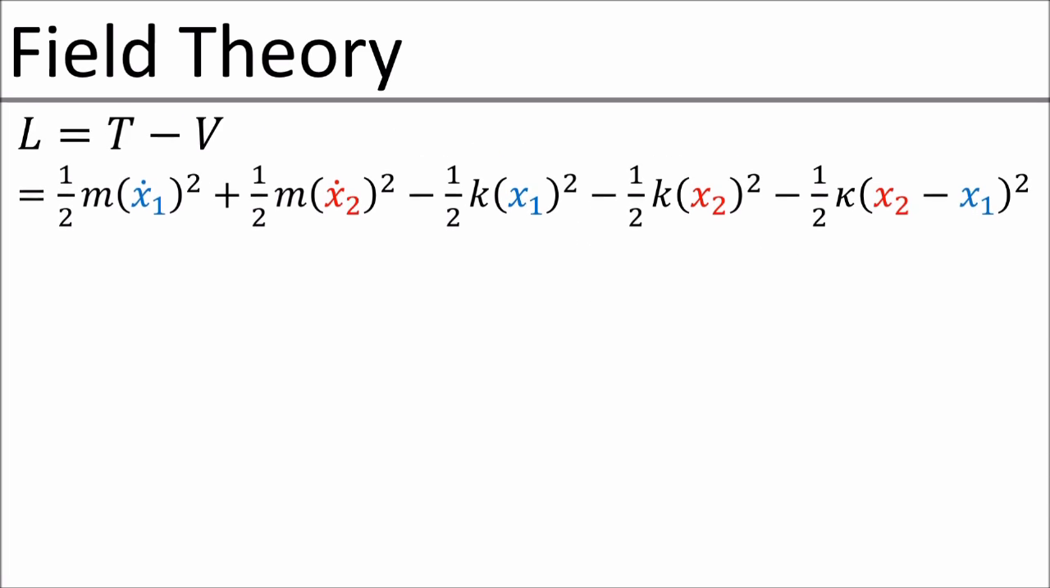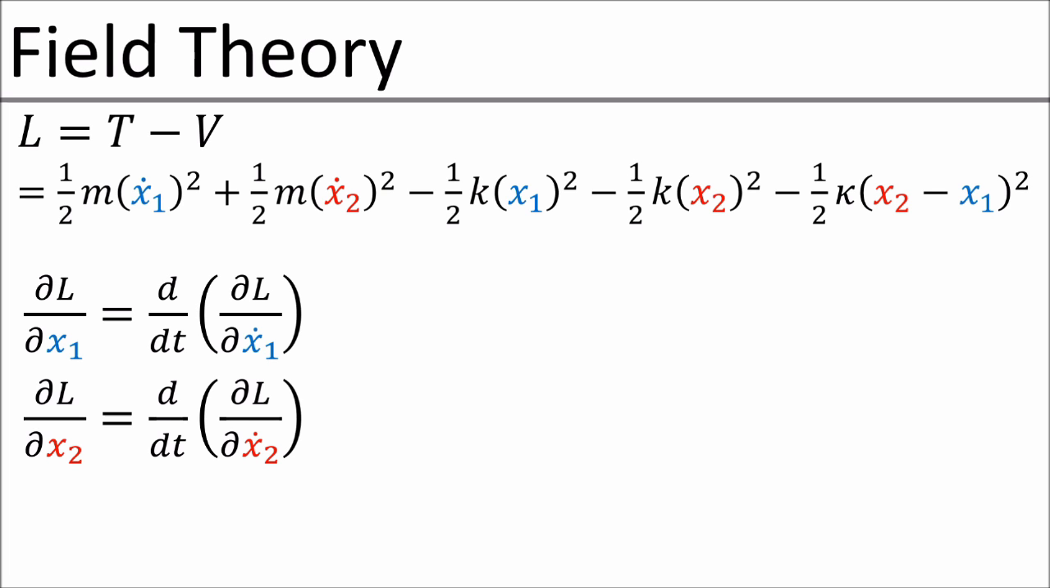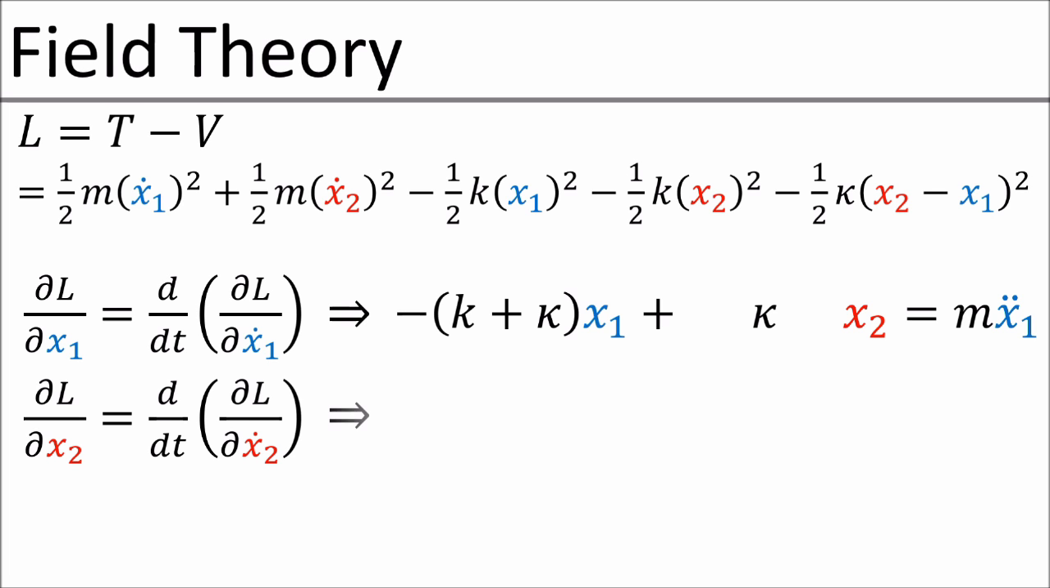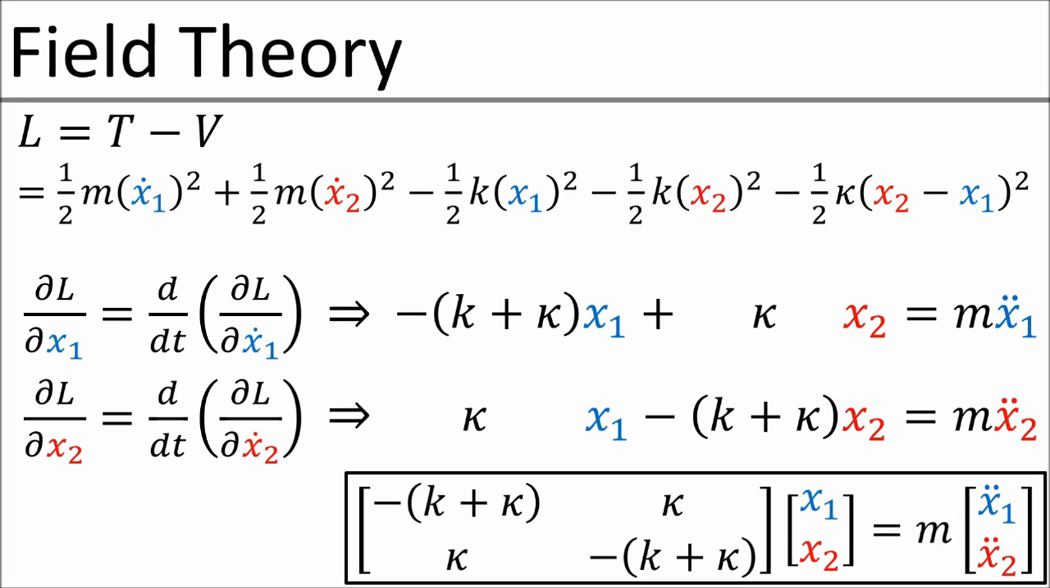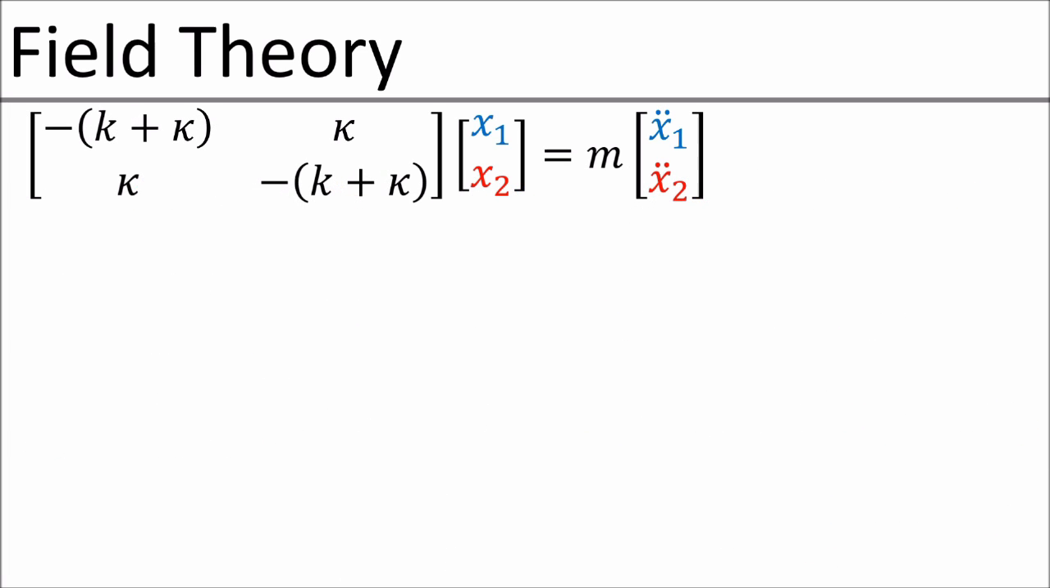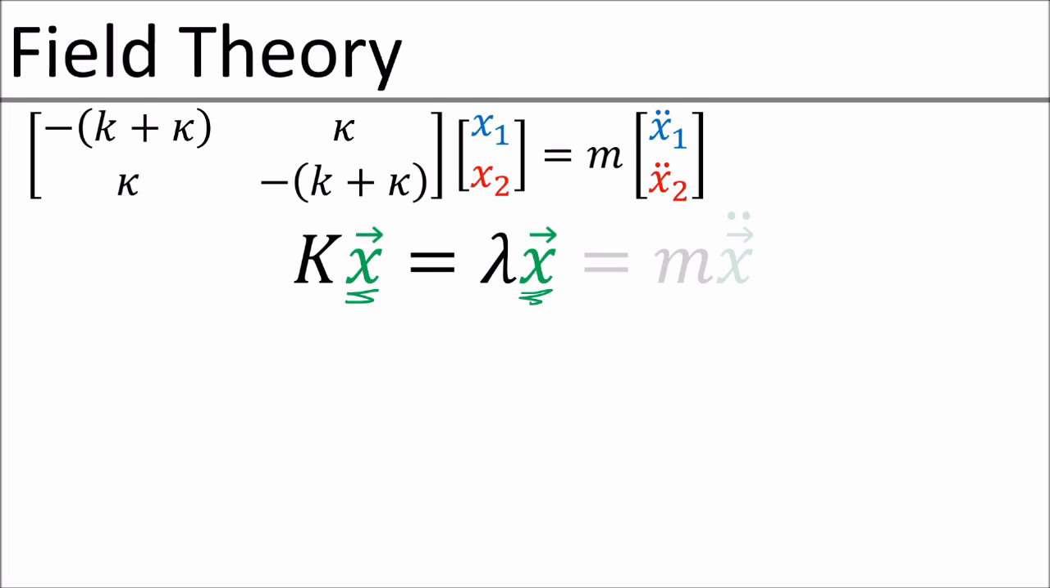Using the Euler-Lagrange equations for x1 and x2, we get two coupled equations of motion for the two masses, which can be written as this matrix equation. Now, coupled equations that mix x1 and x2 are difficult to solve. However, something happens if we look for the eigenvectors of this matrix. We get a solution vector that is directly proportional to the acceleration, which has an easy solution.